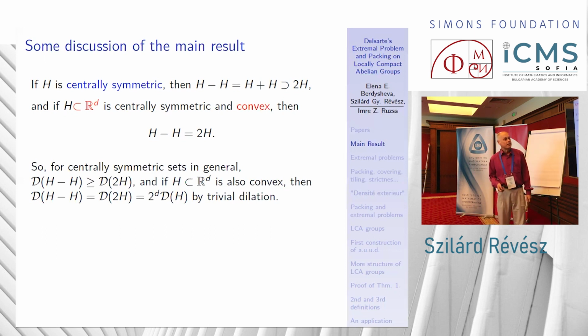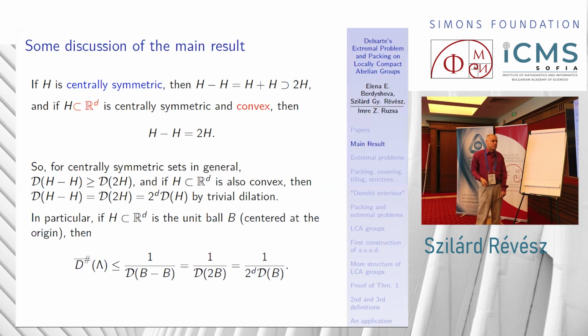And in the same way, if we have a convex set, then D(H−H) is just D(2H), which is 2^d D(H) in the d-dimensional case, so R^d. When talking about convexity, I restrict to R^d. So, in particular for the unit ball, the previous estimate can be written this way. And now I emphasize that I'm talking about R^d, so this should be familiar. Whenever convexity is mentioned, it means that we restrict to R^d. Okay?